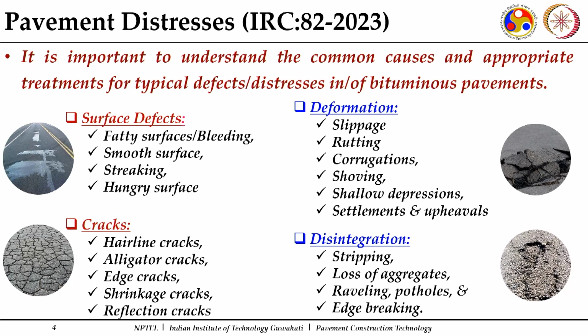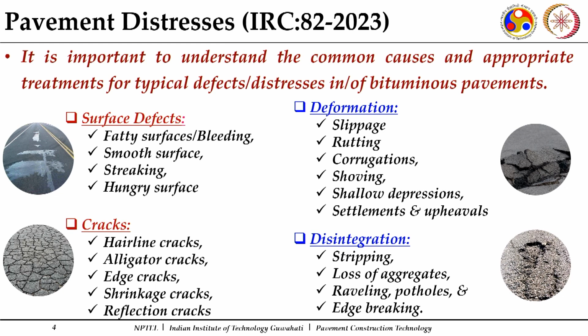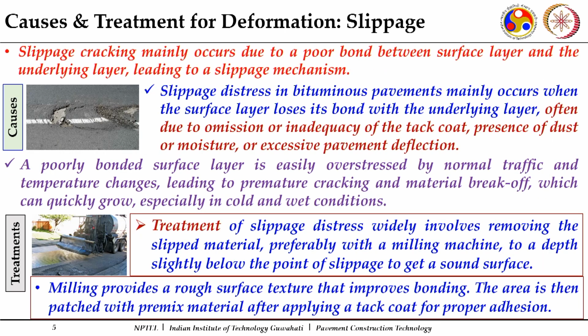In today's lecture, we will focus specifically on the causes and treatments under the distresses which come under deformation, including slippage, rutting, corrugation, shoving, shallow depressions, settlements and upheavals, along with the distresses in the form of disintegration, which includes stripping, loss of aggregates, raveling, potholes and edge breaking. Now, coming to the first distress under the category of deformation, that is slippage.